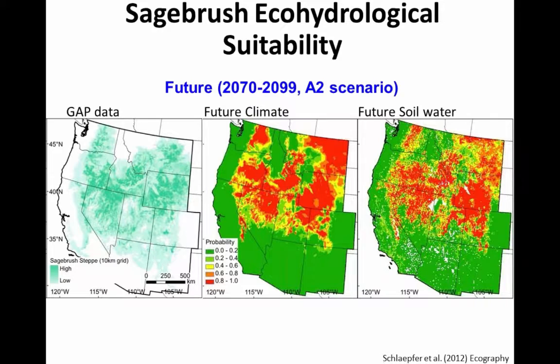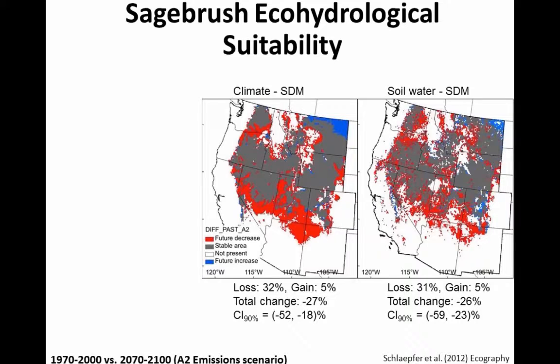We're also able to, once you build one of these models, take it and use future climate as drivers and see where suitability is likely to be in the future and how that compares with current conditions. And that we've done for both of these models. It's a little bit hard to tell how much that changed, so we have a plot here that shows you the change between current and future. The red areas are places where the models forecast declining suitability to support sagebrush ecosystems. Gray areas are relatively stable, and blue areas are areas of increasing suitability. And again, the climate SDM is on the left, and the soil water SDM is on the right.